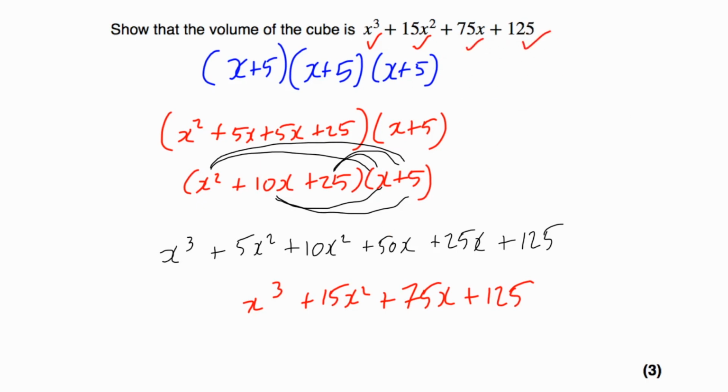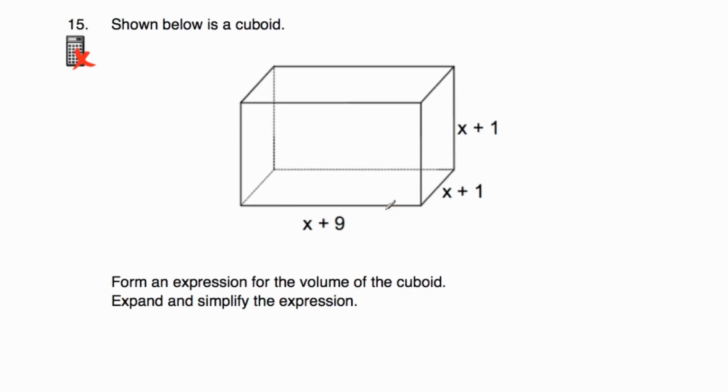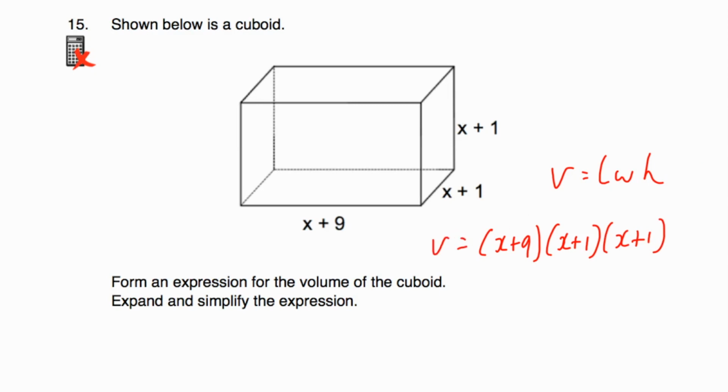Okay, our next question. We've been given a cuboid, and we've got the length of the cuboid is x plus 9, the width is x plus 1, and the height is x plus 1. And we've been asked for the expression for the volume of the cuboid. So the volume is length times width times height. So we need to do the length, which is x plus 9, times the width, which is x plus 1, times the height, which is x plus 1. And that will give us our volume. So let's do that and see what we get.